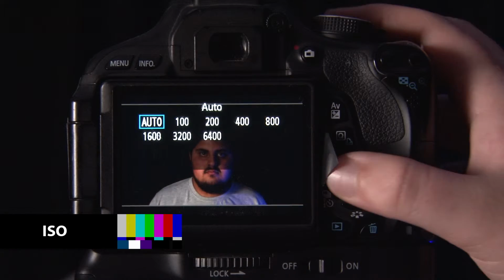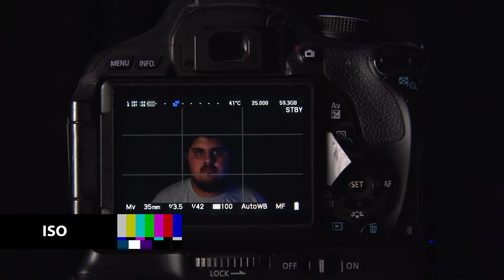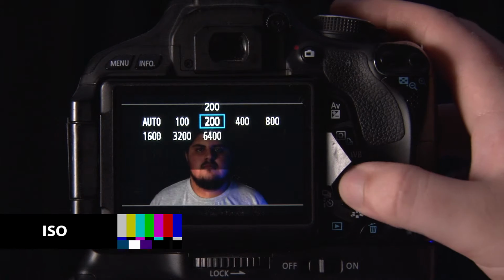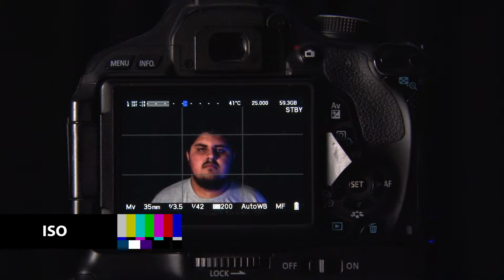The final element is ISO. This is how sensitive the sensor is to light. Most cameras start at 100 ISO and it goes up in doubles. ISO 100, ISO 200, ISO 400, ISO 800, so on and so forth.